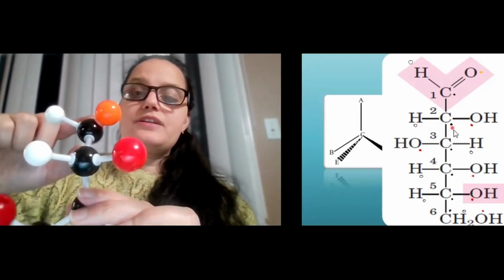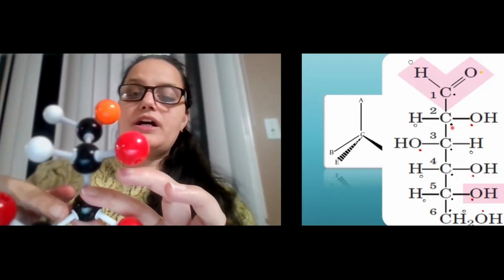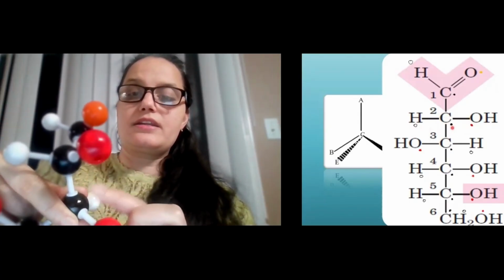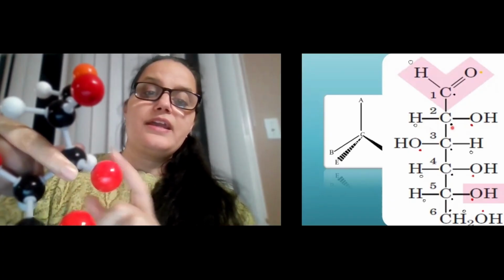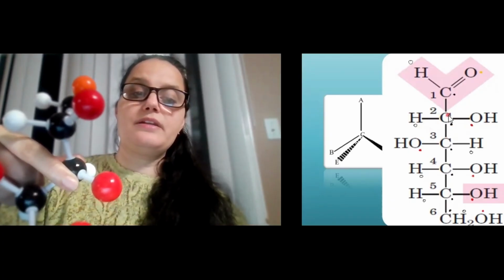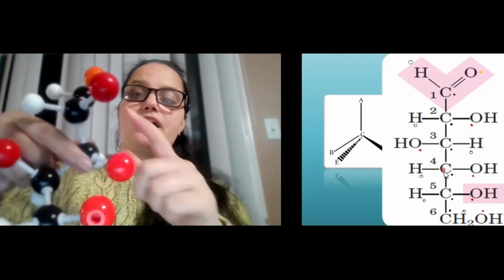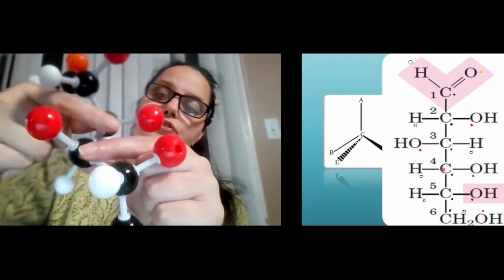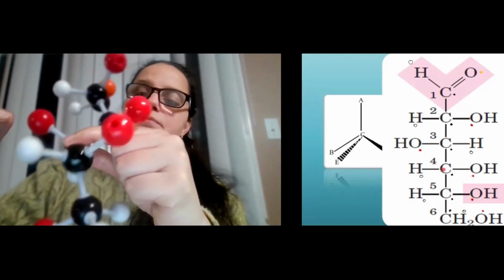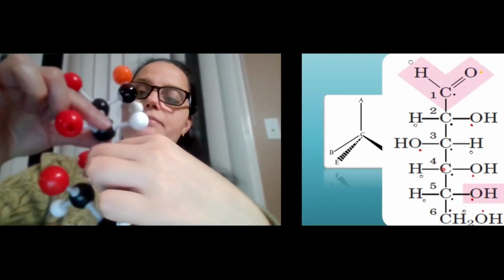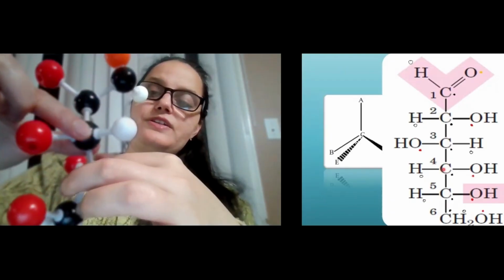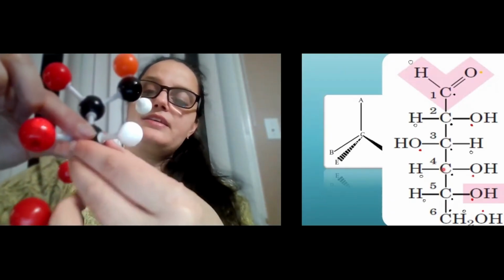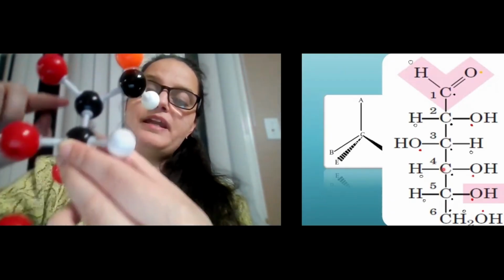Right, now after carbon number 2, we come to carbon number 3. Carbon number 3 over here is bonded with carbon number 2 and carbon number 4. So now the point of reference is our carbon number 3. So if this is carbon number 3, this carbon should be in the plane.